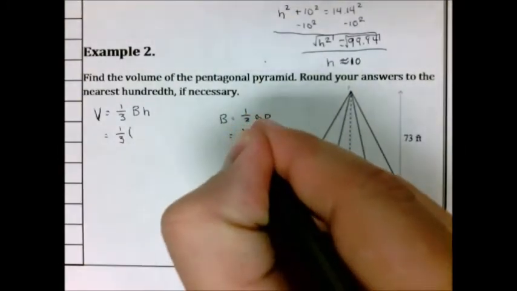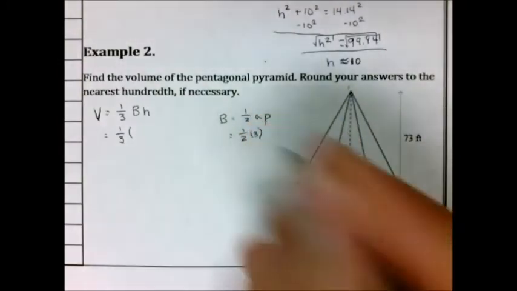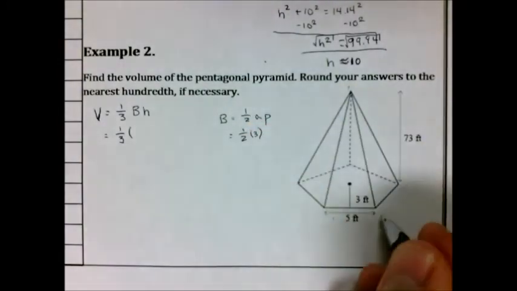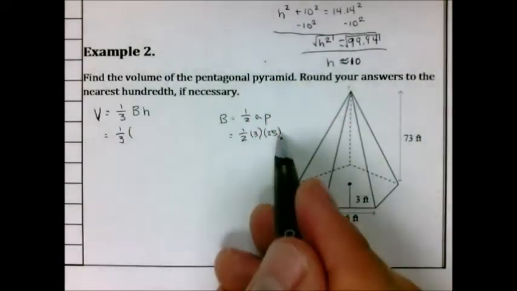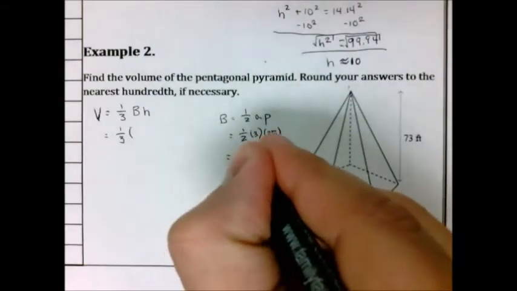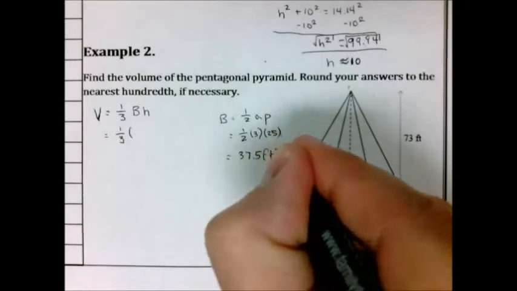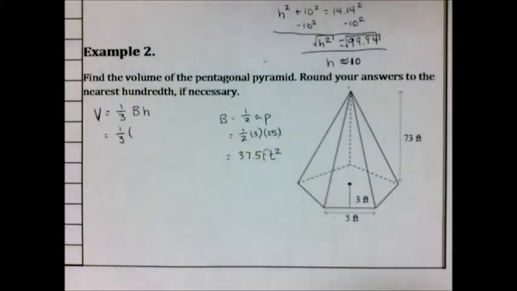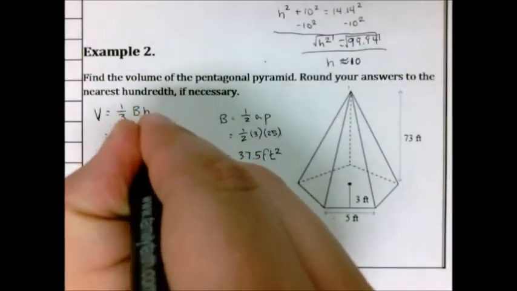We have some information given here. The apothem is just 3 feet, and our perimeter is 5 times 5 sides, which is 25. Okay, 25 times 3 is 75, and 75 divided by 2 is just going to be 37.5 feet squared. That's the area of the base, just that two-dimensional pentagonal figure. And so we're going to plug that in for the base now, 37.5.